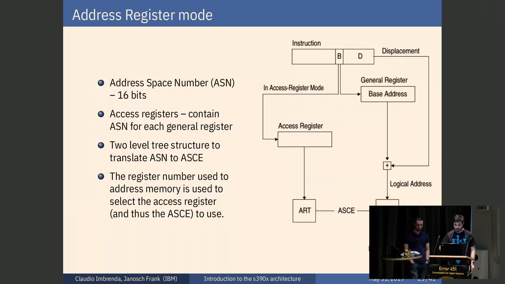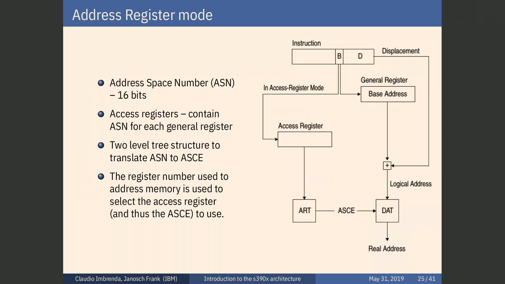And this is how it works, kind of. So you have the instruction, you have the base register and the displacement. You take the content of the register and the displacement, and you get an address like normally, but also you take the number, you index the access register, you do a lookup of that number, and you get an address space, and then that address space is used to translate the virtual address into a real address. Of course, then you need to do prefixing.